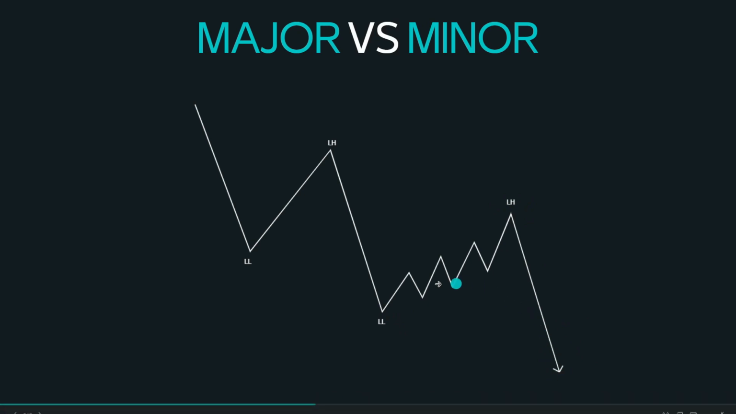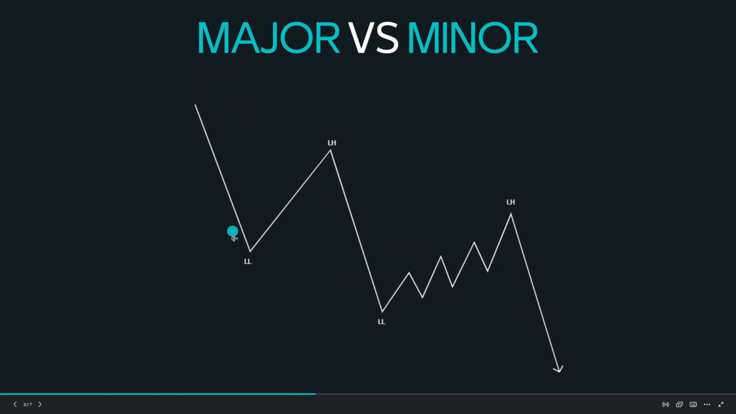Now this is called minor structure. So the overall structure that we see, the ones that we've drawn out here, are major structure, and anything that happens within major structure before creating new structure, like this for example, is what we class as minor structure.